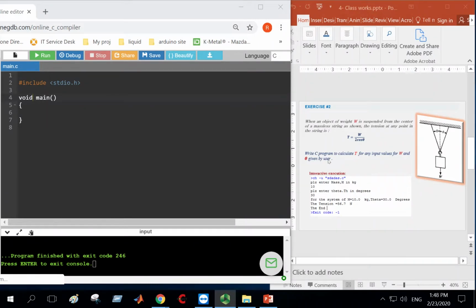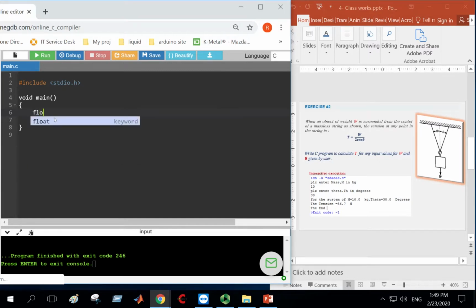That means we have to ask the user to enter the value of the weight and the value of theta in degrees, then calculate the value of the tension in the string here or here. And we have to show the message like you see here. Again, #include stdio.h, void main. We have three variables, t, w, theta.